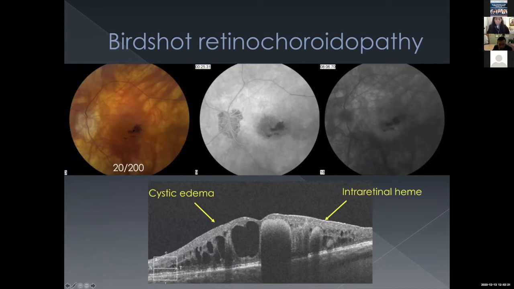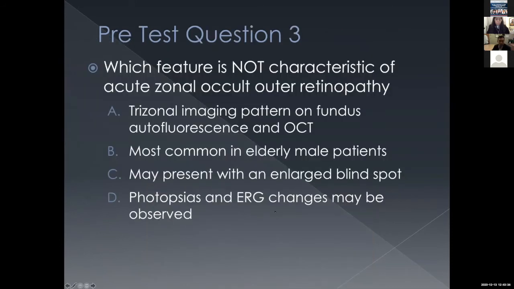And so when you see retinal hemorrhage, especially associated with cystoid macular edema, then sometimes an anti-VEGF strategy will be helpful for treating this as well. Which brings us to our last question, question 3.